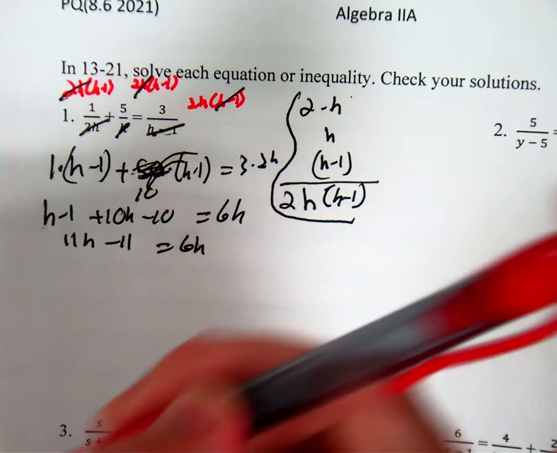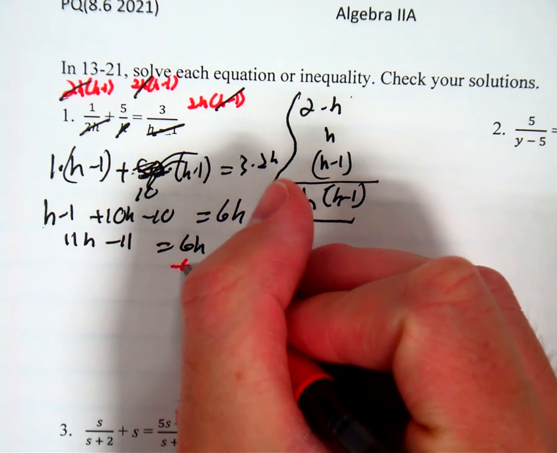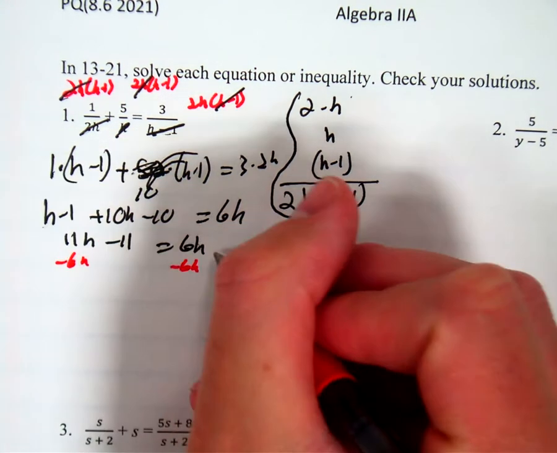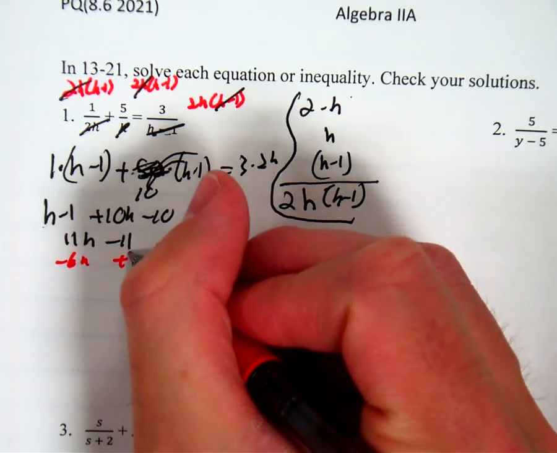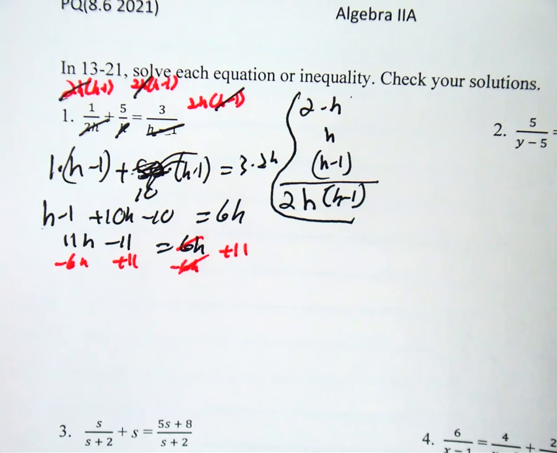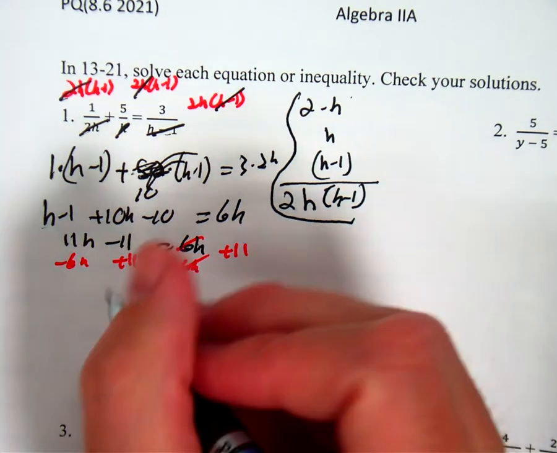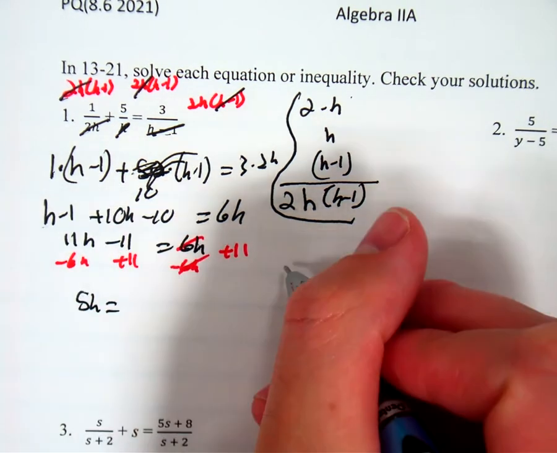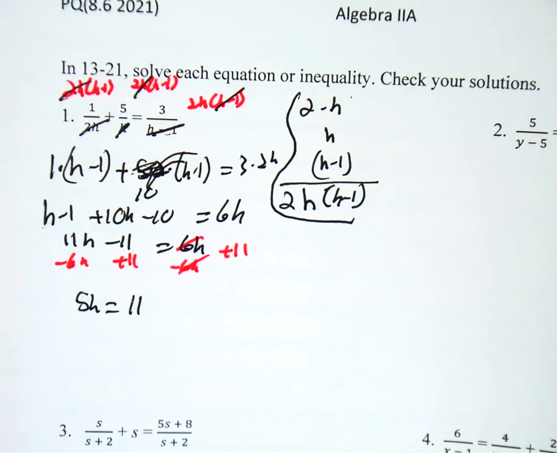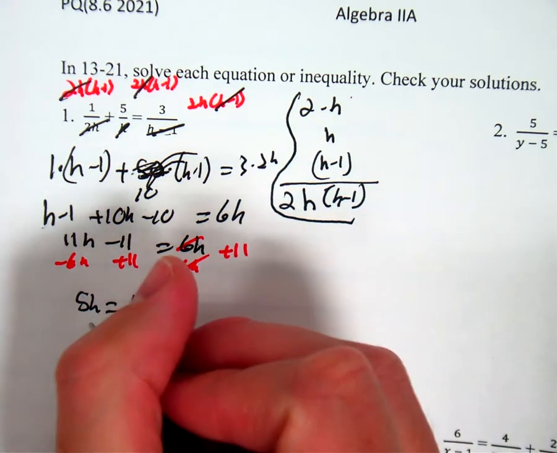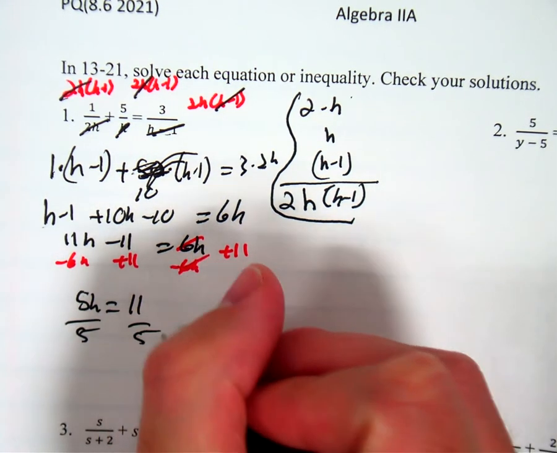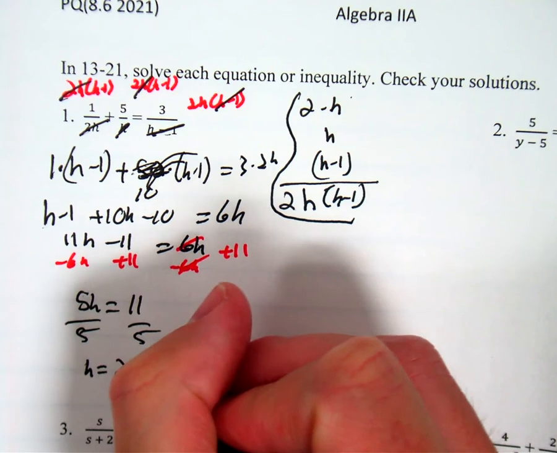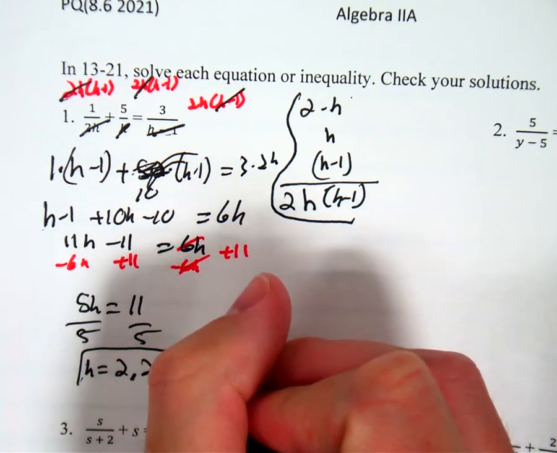Okay. I like to keep my letters positive, so I'm going to subtract 6h. And I'm going to add the 11 over to this side by itself. So 11h minus 6h is 5h. Over here is 11. Divide by 5, and we got 2.2.